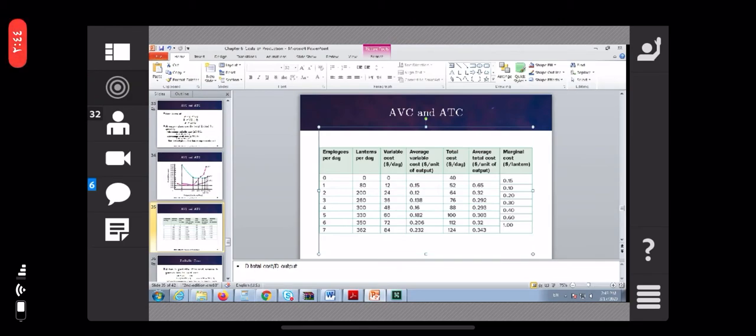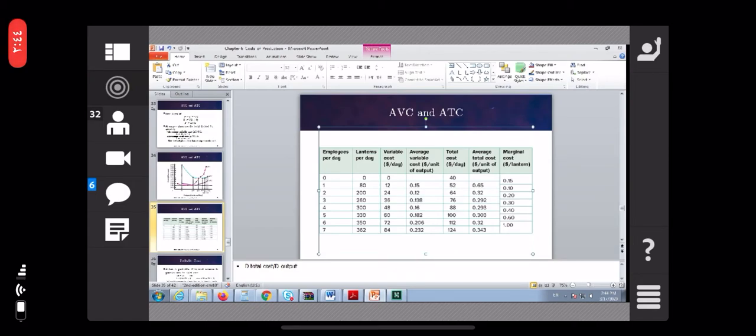Average total cost. What is the average total cost? It is the value of the total cost divided by quantity. يعني 52 divided by 80 will give me 0.65. 64 divided by 200 will give me 0.32. 76 divided by 260 will give me 0.292, the average.